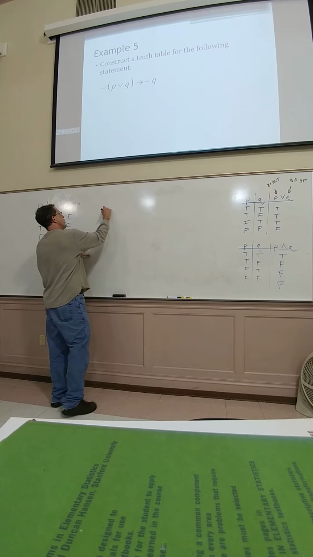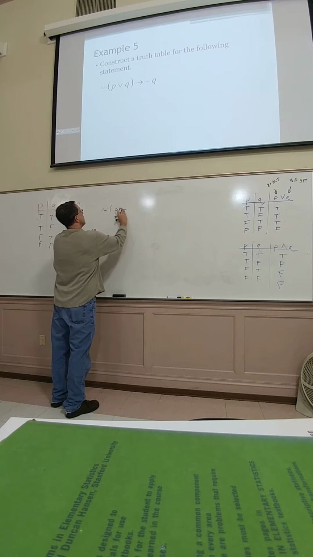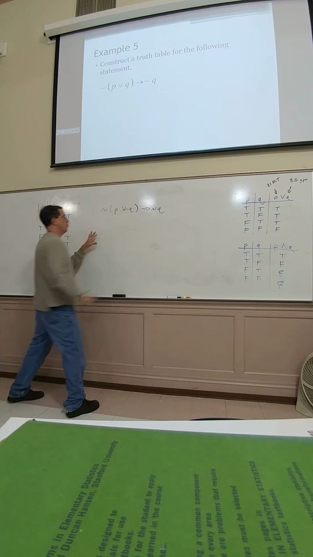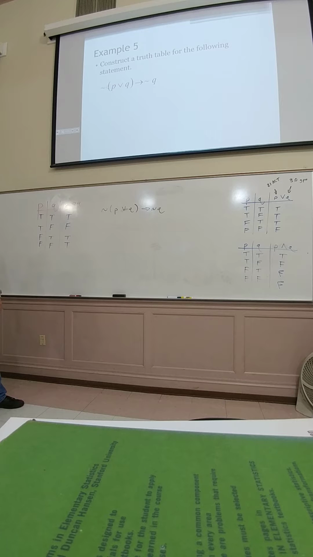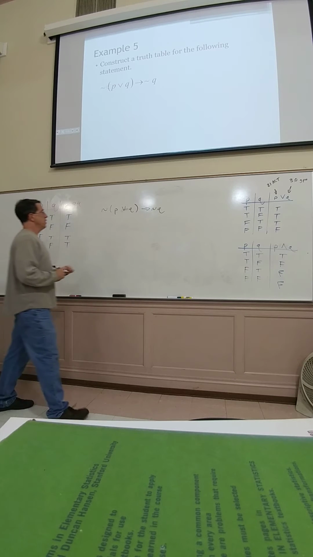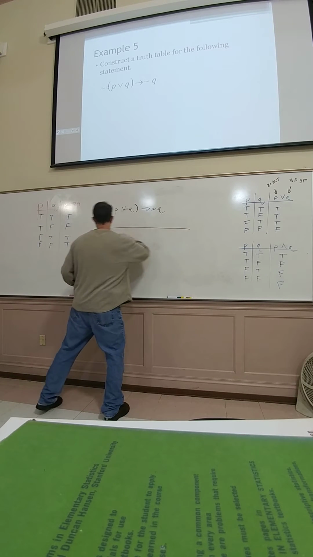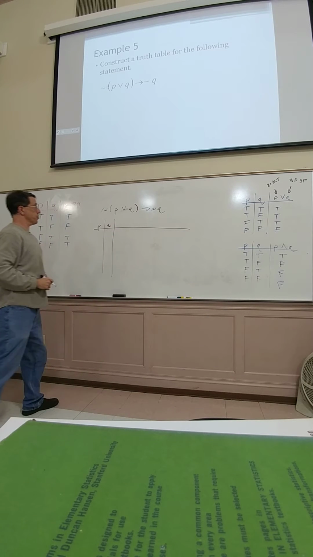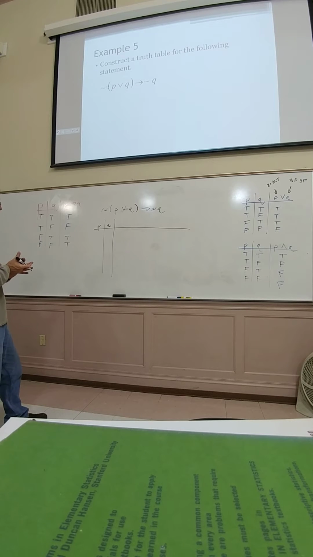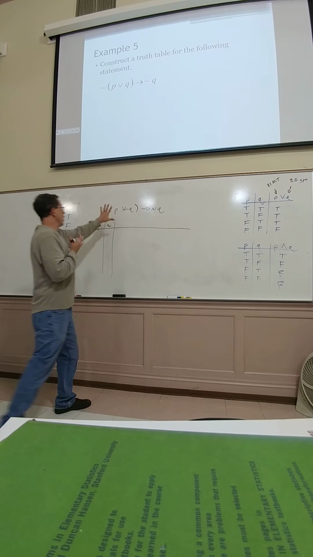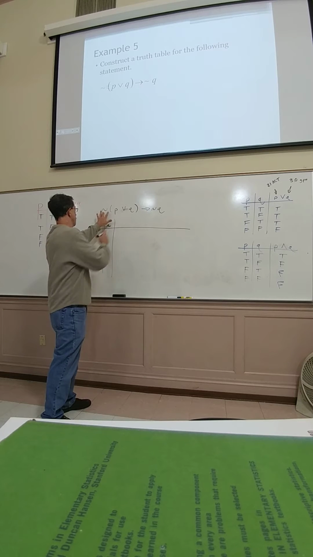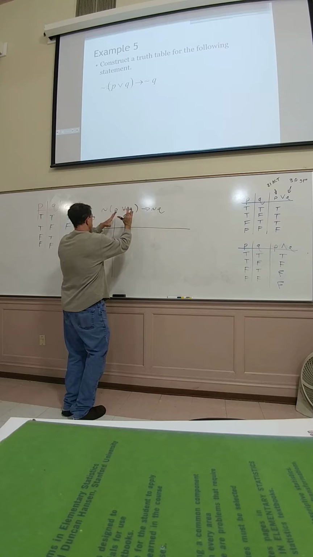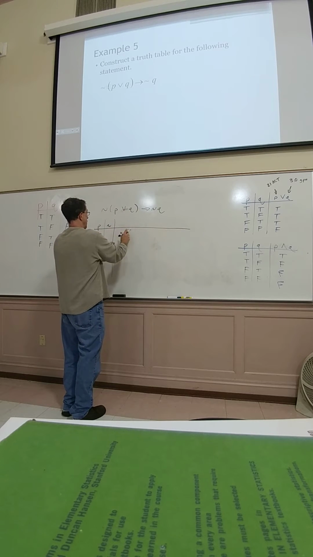So we got negate (P or Q), arrow, negate Q. Now, we got a couple things going on here. Let me get it set up first. This one looks a little more tricky, and it probably is. But notice what we have here. We've got a negation directly next to the parentheses, which tells me I've got to get P or Q first, then negate it. So I know I'm going to have to do that in the table.